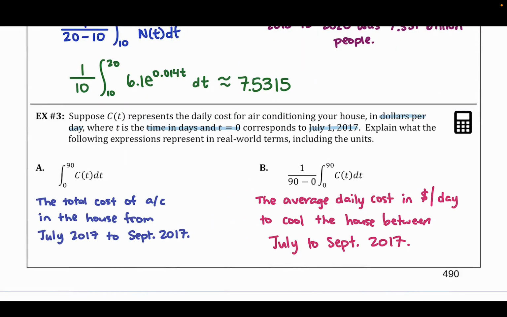So anytime we have average, that means we're going to be talking about some kind of average. In this case, our daily cost, which they told us up here, dollars per day. So we knew it was daily. If we don't have that fraction in front, then it's just the total of whatever we're talking about, which in this case, we're talking about the cost of something, so total cost.